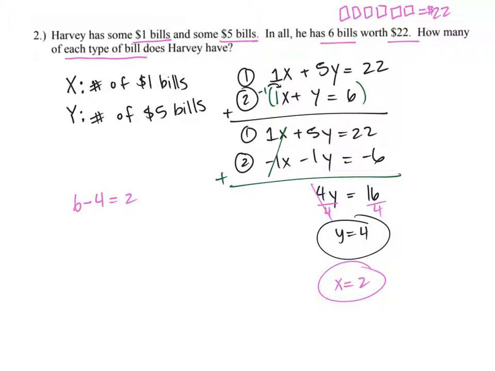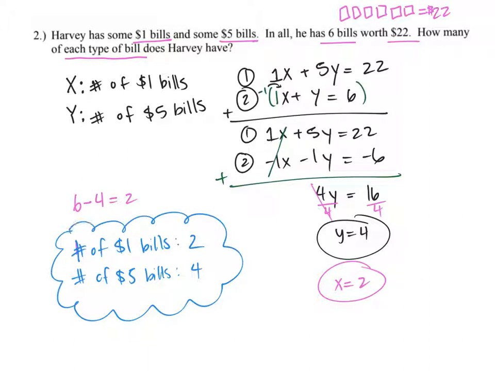So in this case, how should I write this nicely? So the number, let's do this in blue, the number of $1 bills I have is my x value, so that's 2. And the number of $5 bills I have is 4. And that's it, guys. I'm done.